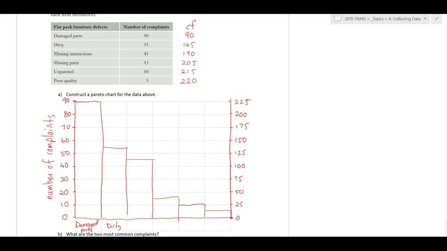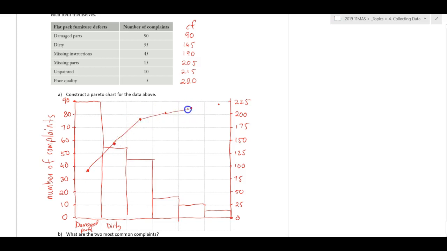Now, I put these in the middle of this column here. So my first one goes up to 90 on this scale, right? That's about here. First one's there at 90. Then 145. That's about here. Then 190. It's a tricky thing, this, using two different scales. 205. 215. And 220. Right, we can now join these ones up.